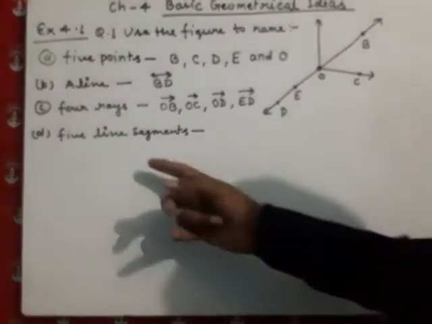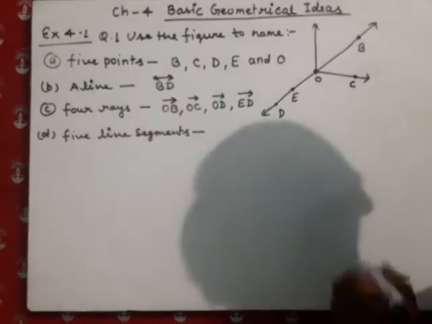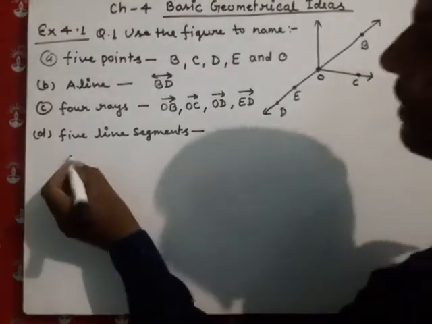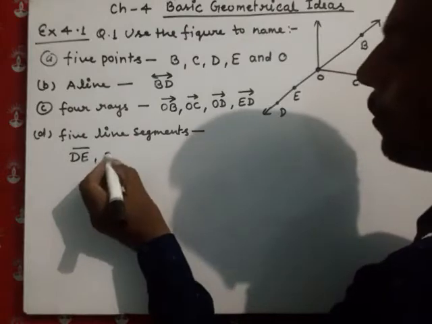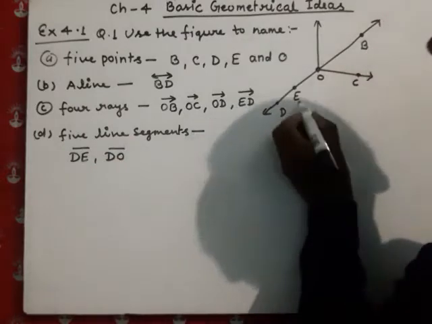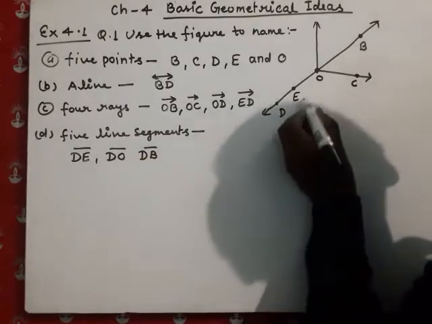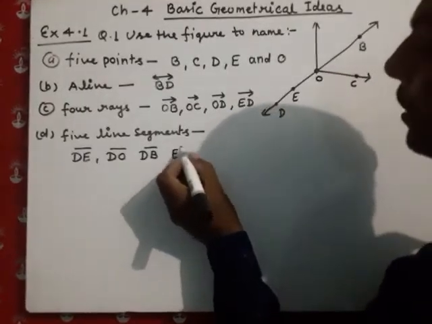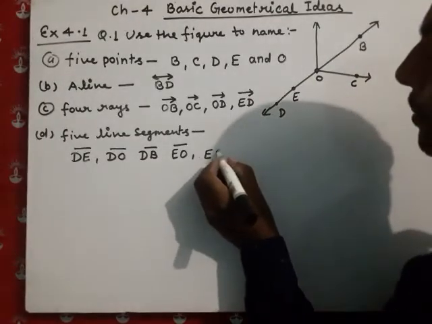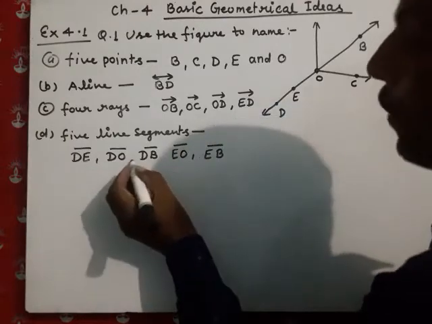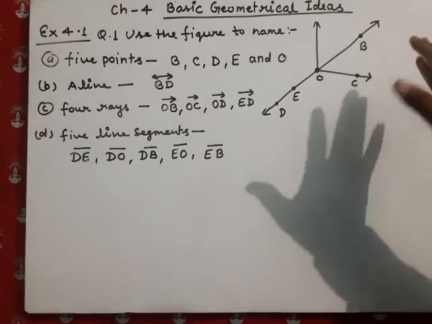Now we have to write down the names of the 5 line segments. So here we write DE is a line segment, then DO, then DB, then we can write EO, then we can write EB. So here the 5 names are completed. In this manner, the question number first has been completed.